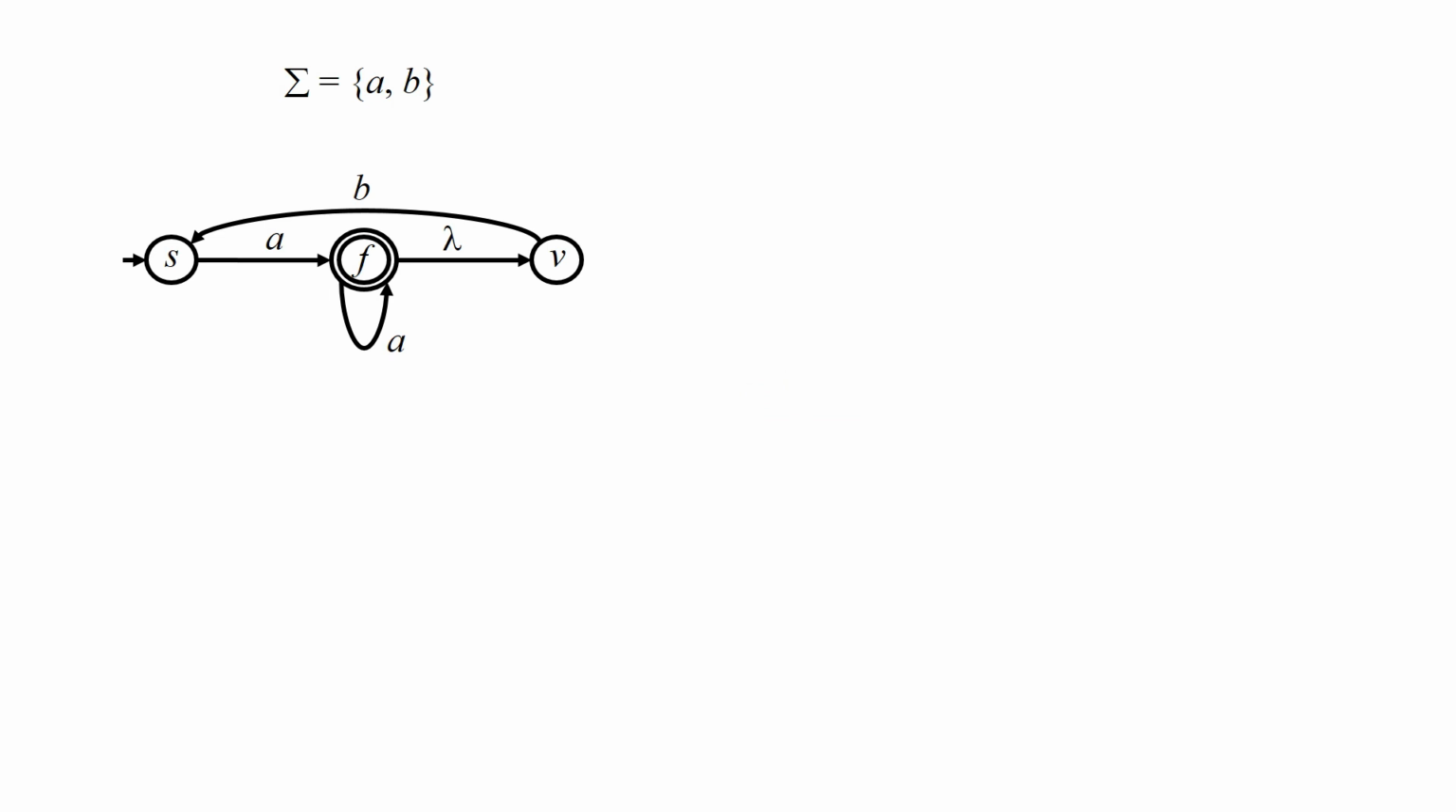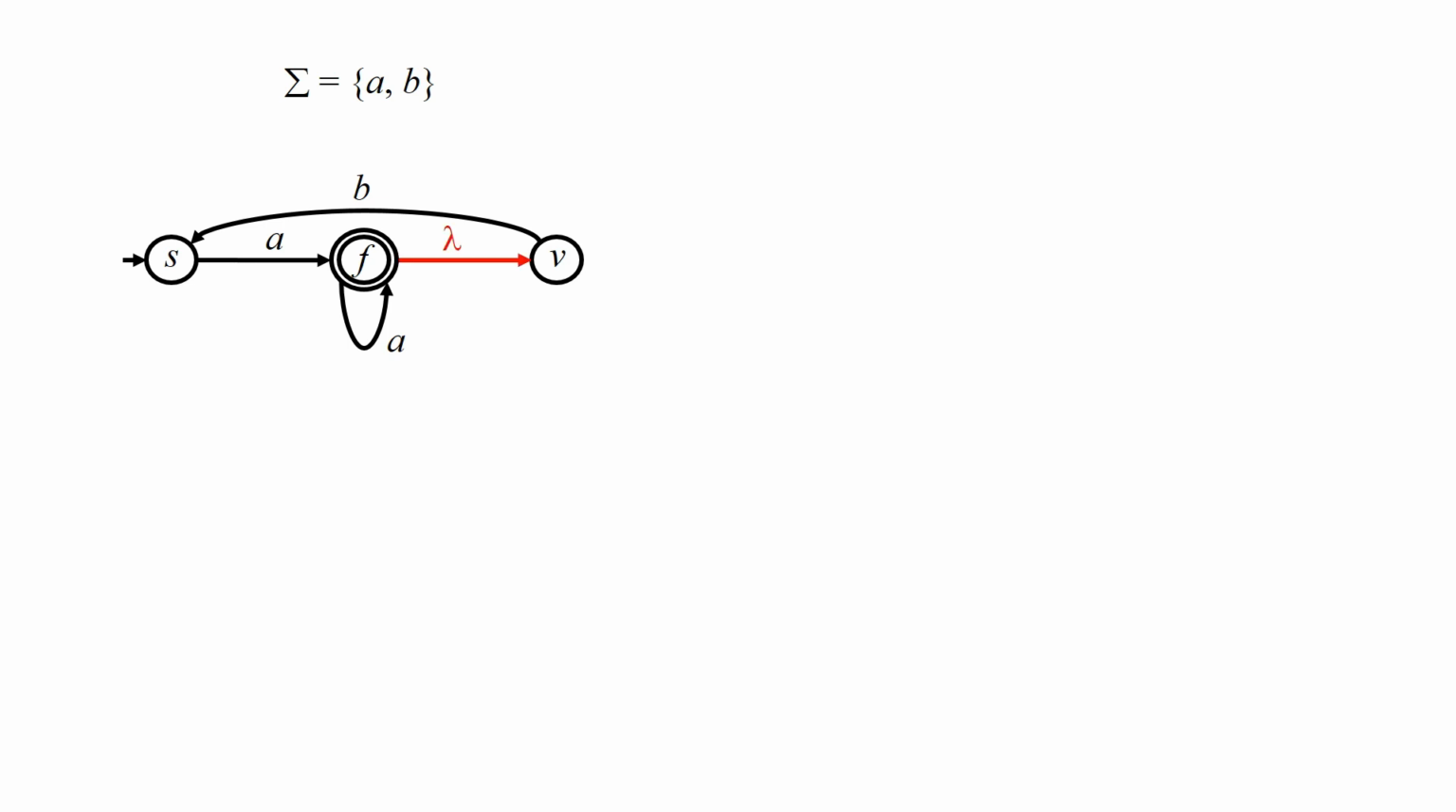Example 2. Consider this transition graph. It has three states, with the initial state S, the final state F, and the alphabet consists of the symbol A and the symbol B. This is not deterministic. One of the reasons is that it contains a lambda transition. Now, can you name the other reasons? So this is a non-deterministic finite automaton. We will convert this NFA to a deterministic finite automaton.